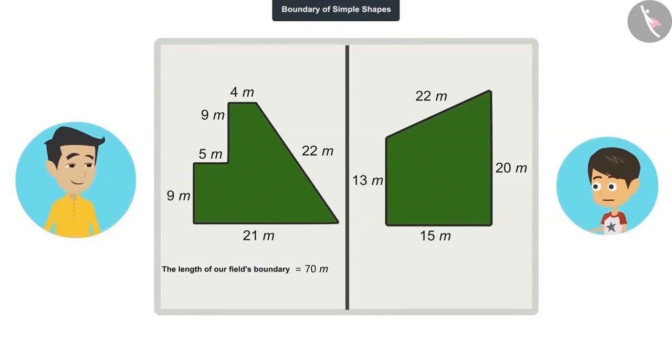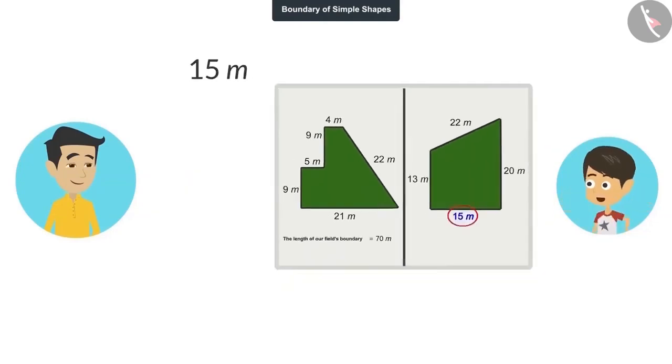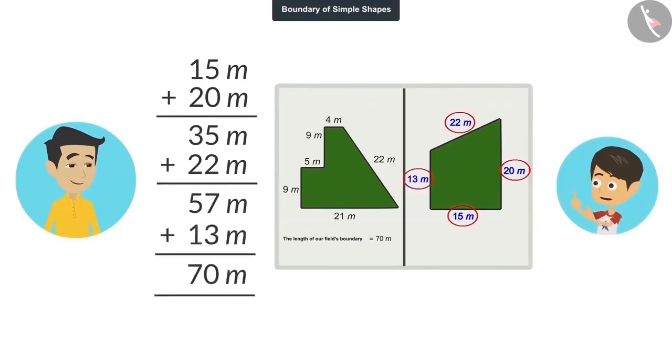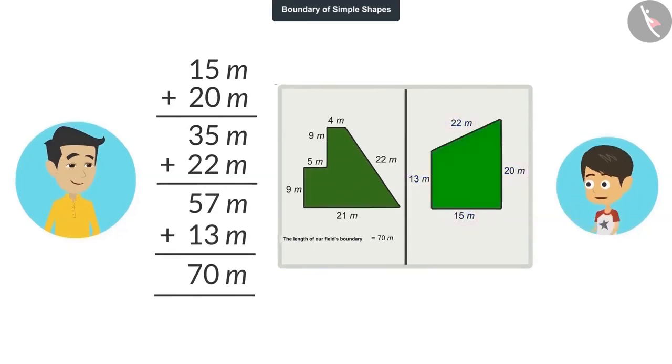Okay, let me tell you the length of uncle's farm's boundary. It has only 4 edges. That means its boundary will be less than our field's boundary. 15 added to 20 is 35 meters. 22 meters added to 35 is 57 meters. And when 13 meters are added to 57 meters, the answer will be 70 meters. Papa, the length of uncle's farm's boundary is 70 meters.